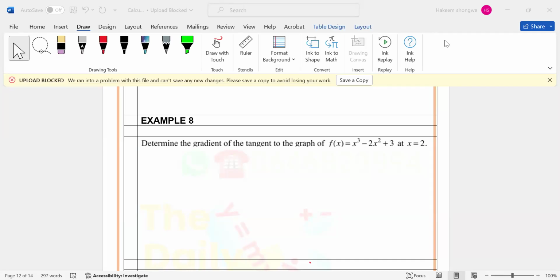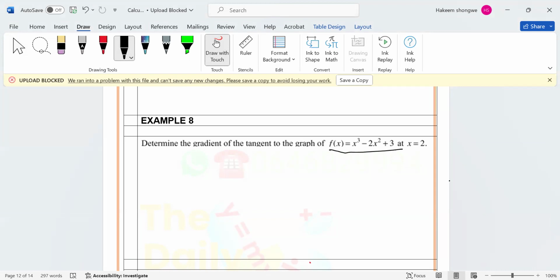Example number 8. They say we are supposed to determine the gradient when x is equal to 2. What are we supposed to determine? The gradient when x is equal to 2. Now, here's what we are given. What are we given here? We are given f of x.